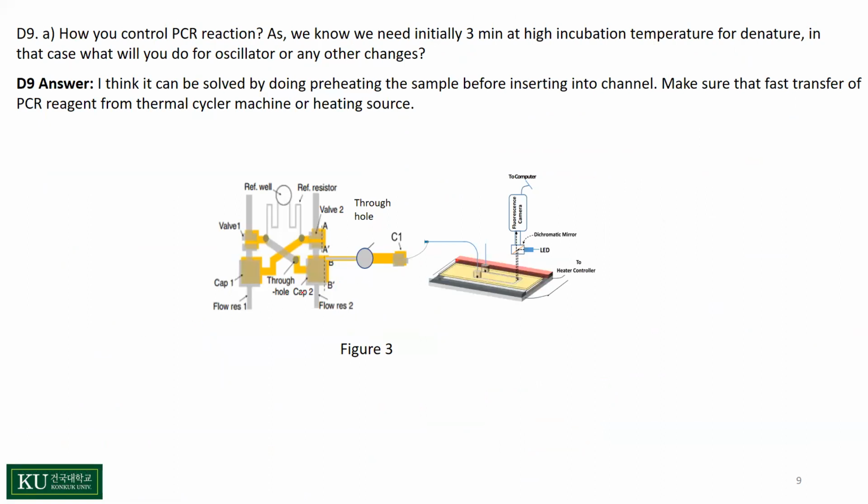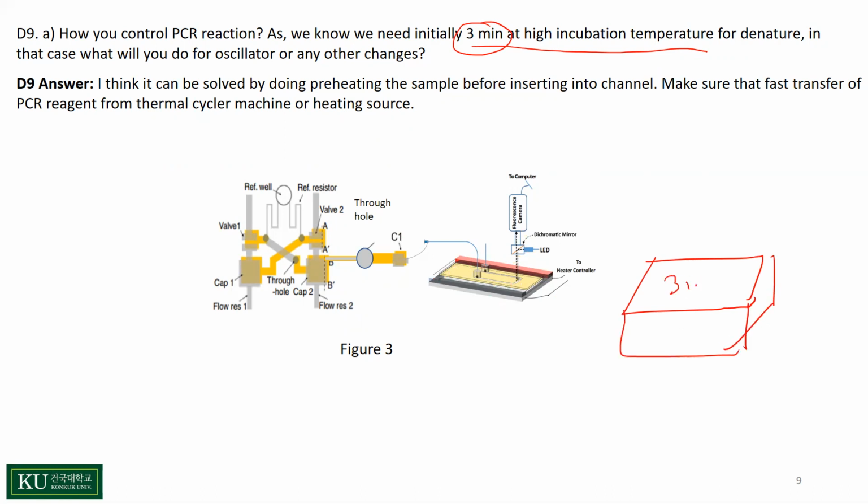The next question is, before denaturation, we need a 3-minute high incubation temperature. How do we do it? In this case, what should we change? We should do the PCR reaction heating in another device for 3 minutes, and then put it here inside after connecting the oscillator. This should be done very quickly, less than 30 seconds, so that the temperature will not be lost, because after 3 minutes the PCR reagent will be heated up to 92 degrees centigrade.